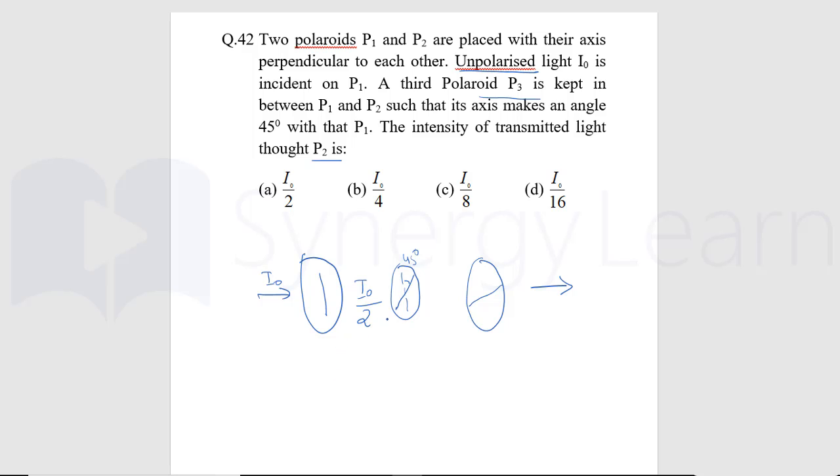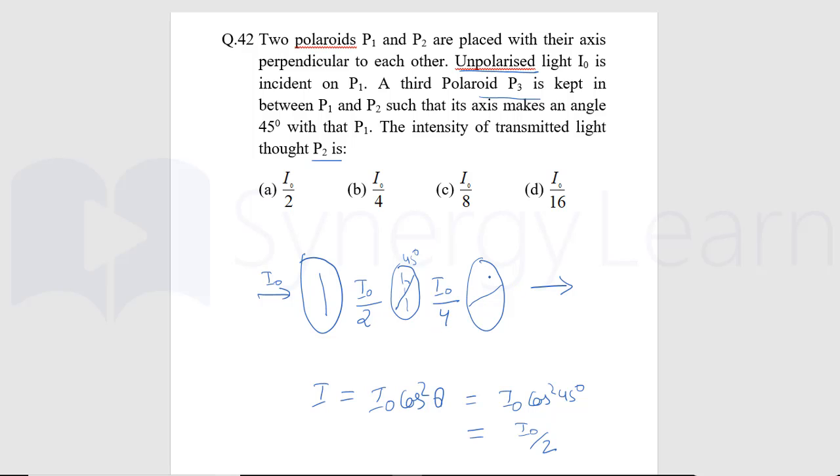Now the Polaroid makes angle 45 degree. So using law of Malus, which is I equals I0 cos square theta, will give you I0 cos square 45. Cos square 45 is 1 by 2, 1 by root 2 squared is 1 by 2. So it is I0 by 2. But we already have I0 by 2 here, so now it will become I0 by 4.